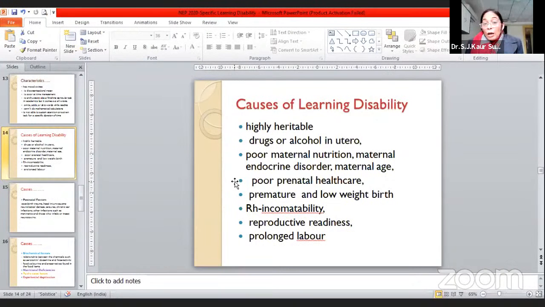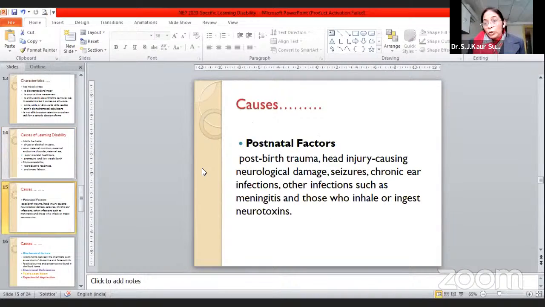Then next is RH incompatibility, reproductive readiness. The mother is not ready for that, but still she has conceived. So mentally and physically, both her health affects the child also. And then prolonged labor. Then another is postnatal factors, during the time of birth or immediately after that: post-birth trauma, head injury at that time causing neurological damage, seizures, chronic ear infections, other infections such as meningitis, and those who inhale or ingest neurotoxins. Those are our postnatal factors.